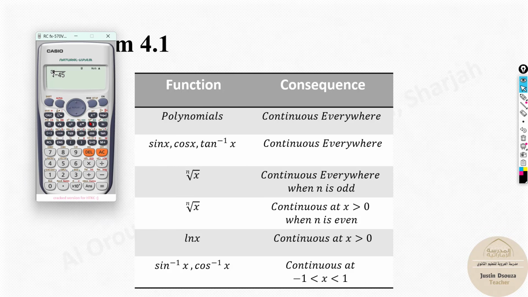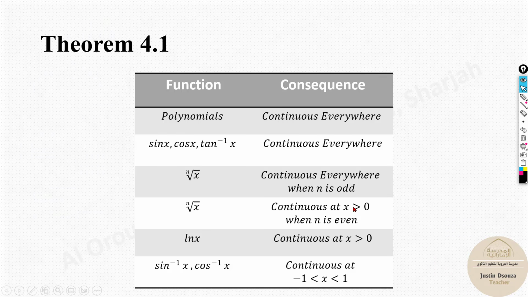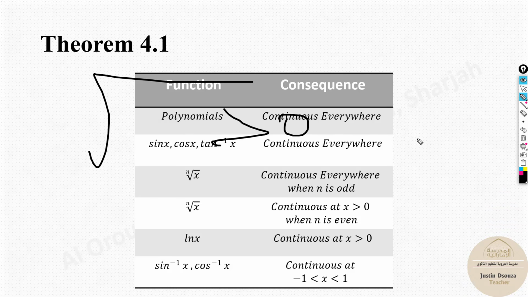But now let me change it to 2. First, let me try this for a positive number. Yes, you will get an answer, but let me take a negative. No, it is not possible, because inside a square root you can never have a negative, since it's an imaginary number over there, right? So that's why whenever it is even, it is continuous only when whatever is inside the root symbol is greater than or equal to 0. Sorry, not equal to, it's only greater than 0.